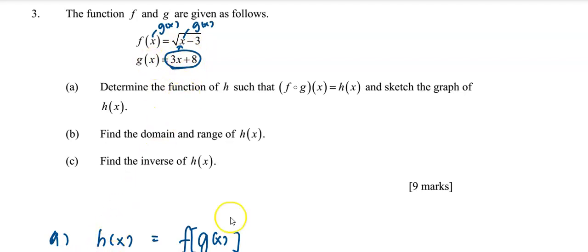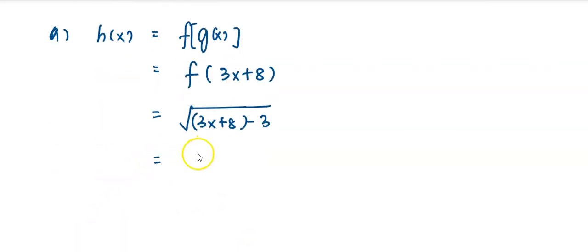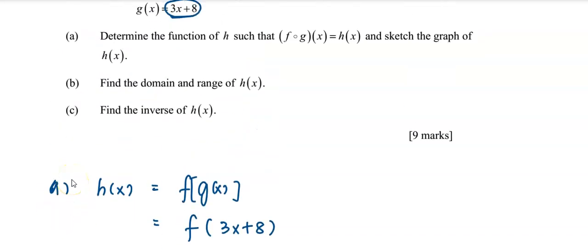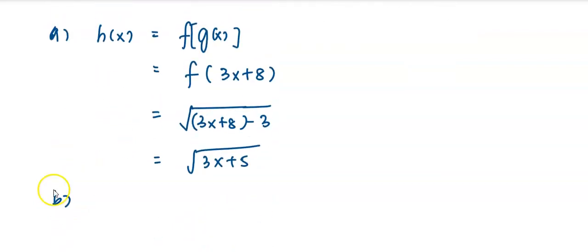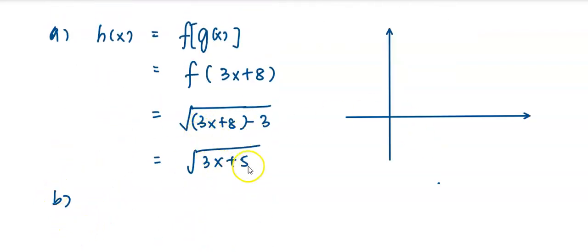You will simplify it, and you will have the square root of 3x plus 5. This is your h(x). Once you get your h(x), the question asks us to sketch the graph. Since this is a graph of the square root, the third form, I will start to sketch my graph in this form.